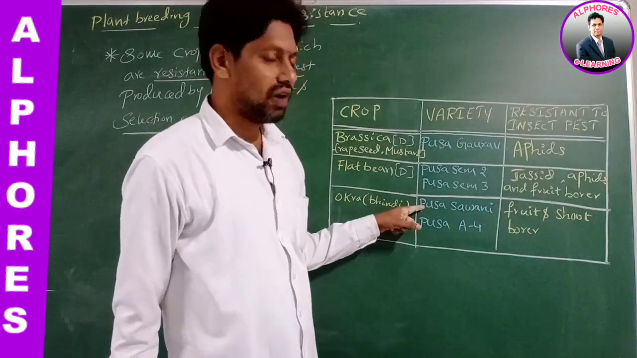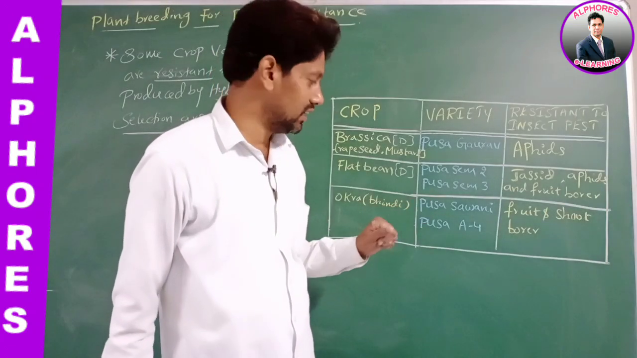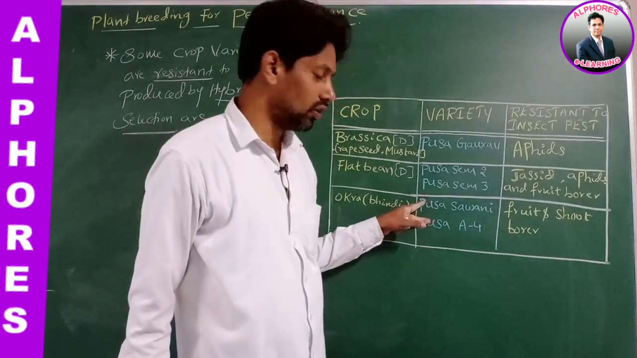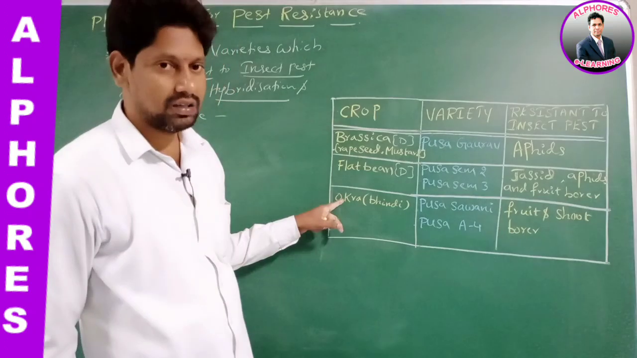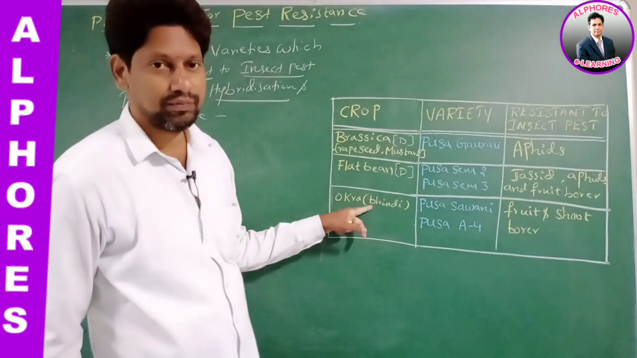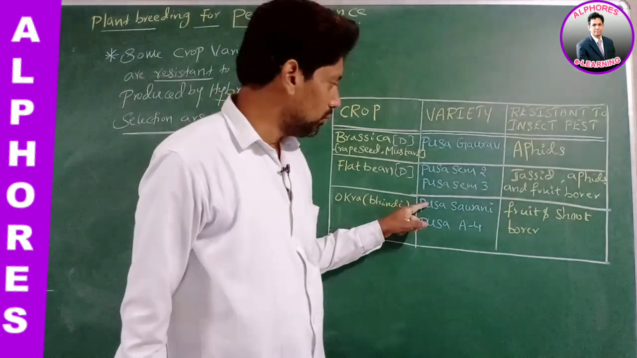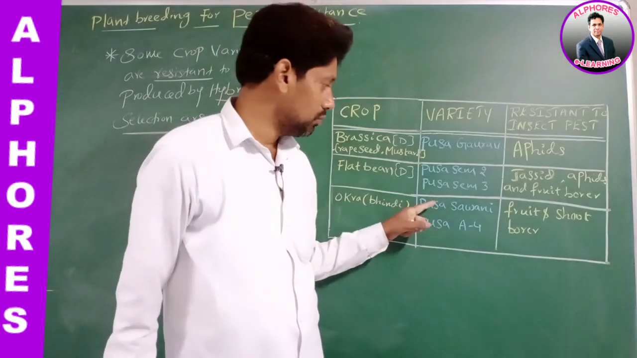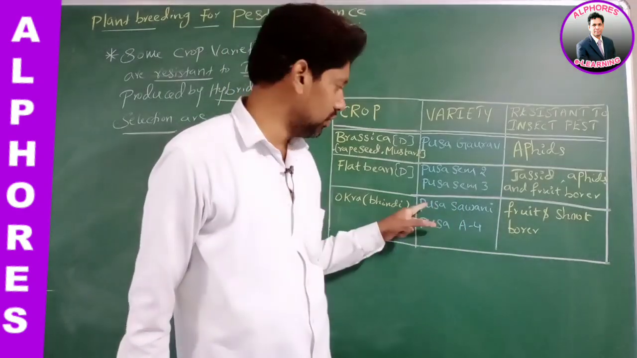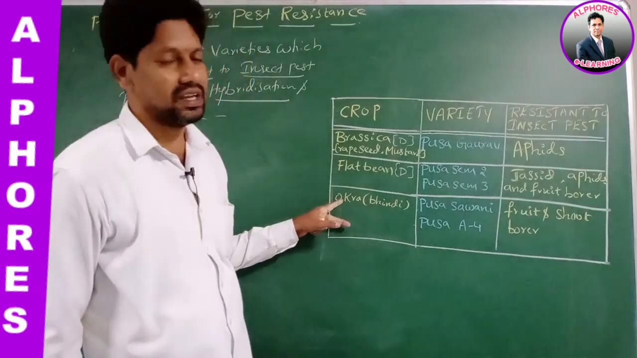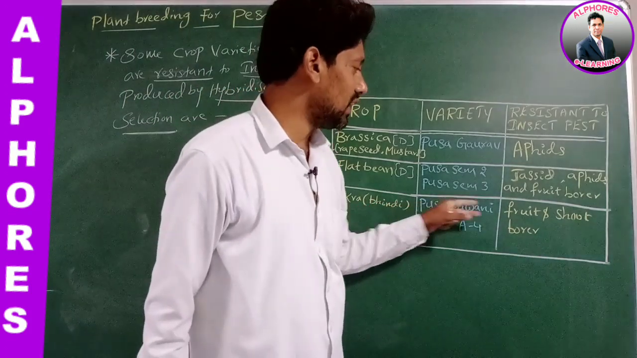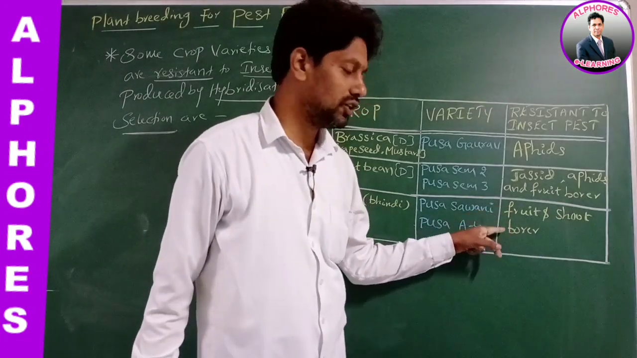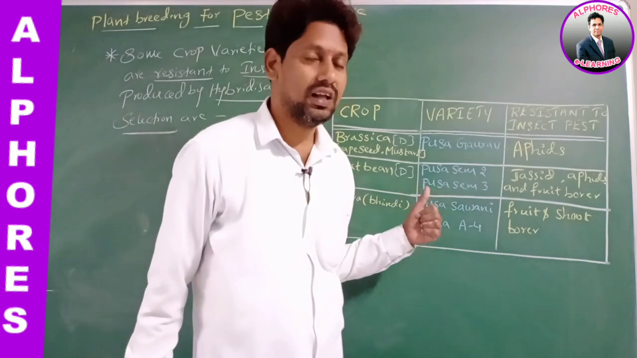Now go for the next one. Pusa Savani. Next, Pusa A4. Pusa Savani and Pusa A4, these two are varieties of okra, bendi. Is it okay? These two varieties are resistant to fruit and shoot borer. Resistant to what, sir? Fruit and shoot borer. Is this statement clear?